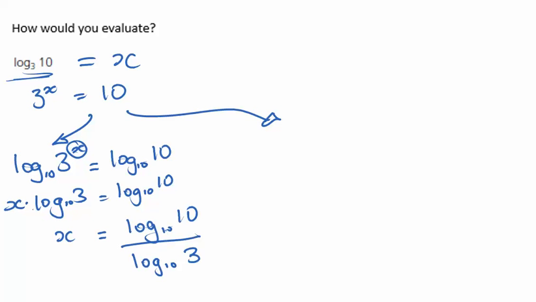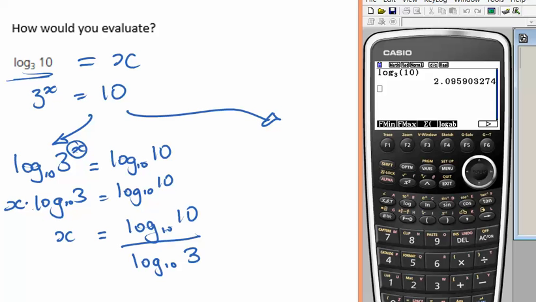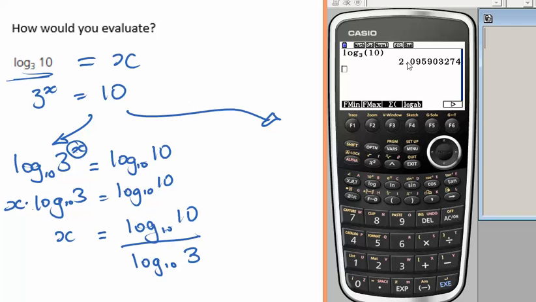Now I can type that one in my calculator, so let's just try that now. So here we go. We can see the result that's still on the screen from when I previously pressed it. So log base 10 is this button here. So log base 10 of 10, which as we just said is 1, and I'll divide that by log of 3 base 10, and hopefully I get exactly the same answer. Yes, I do.